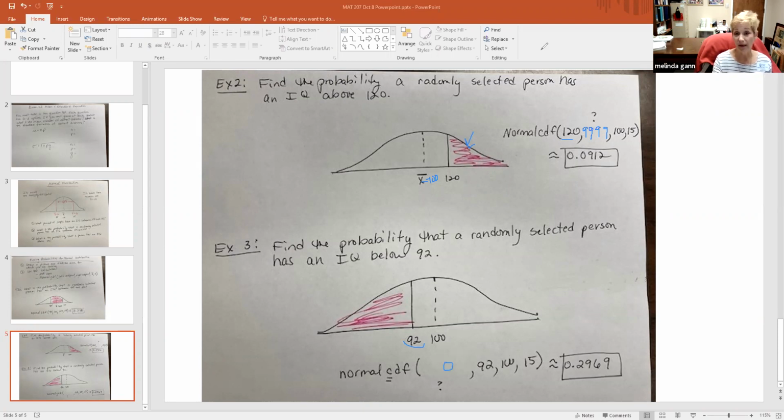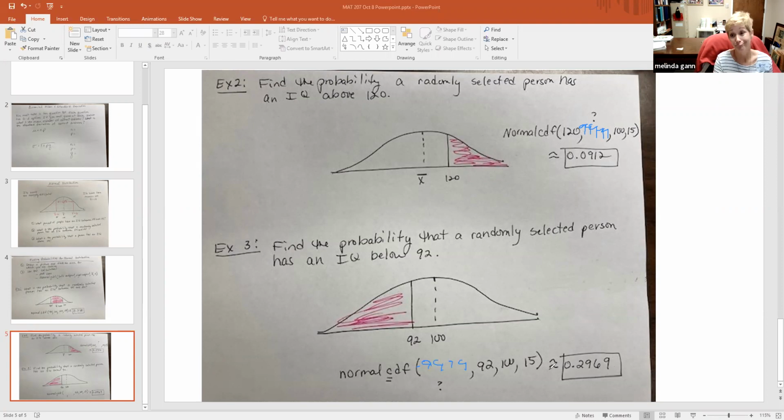Now, I'll be honest with you. I tend to just do the same thing all the time. So when I'm missing the right endpoint, remember what I said, I am simply going to put in a whole bunch of 9s. So a lot of times when I'm missing the left endpoint, I put a negative and a whole bunch of 9s. Nobody's going to have an IQ below negative 9,999. So whether you put a 0 or this number, you're going to round to 4 places and get the same thing.